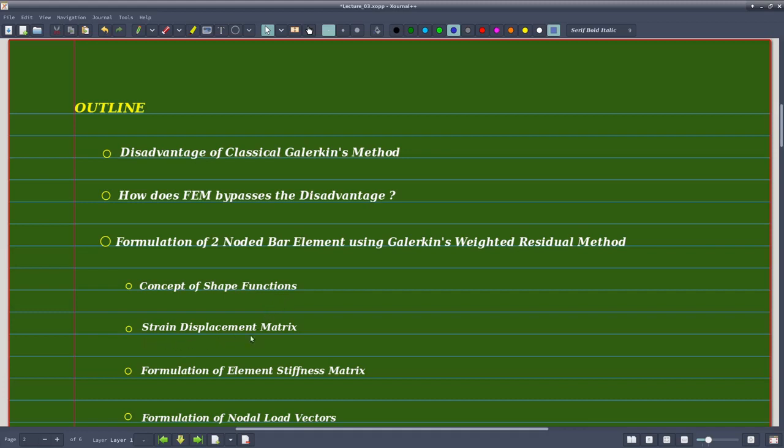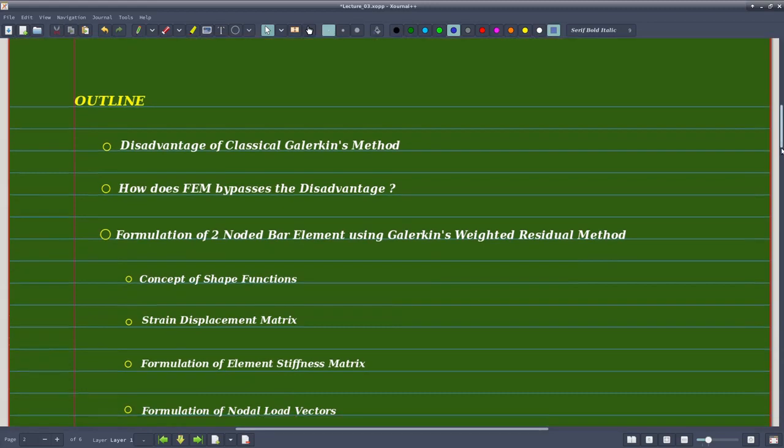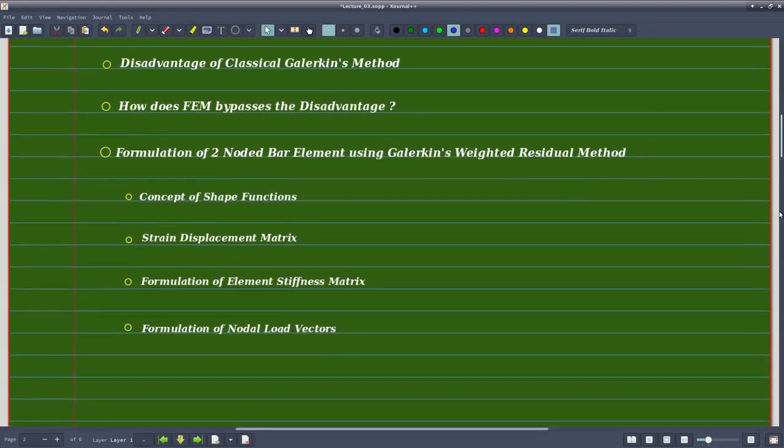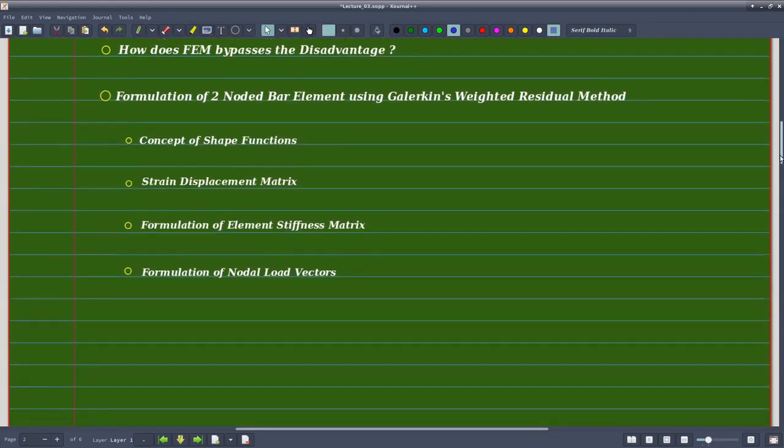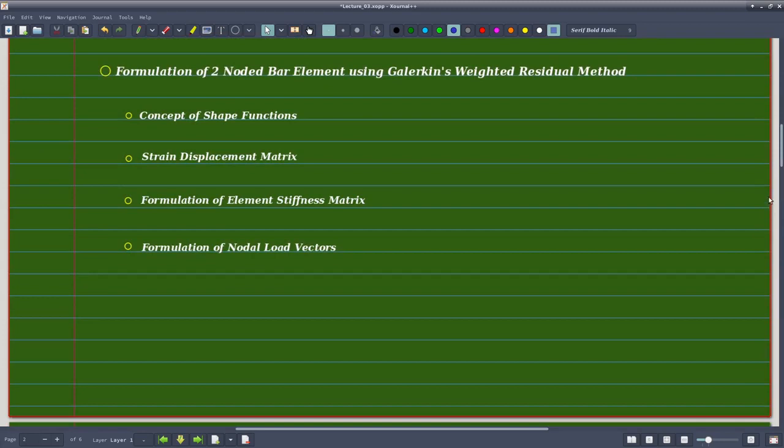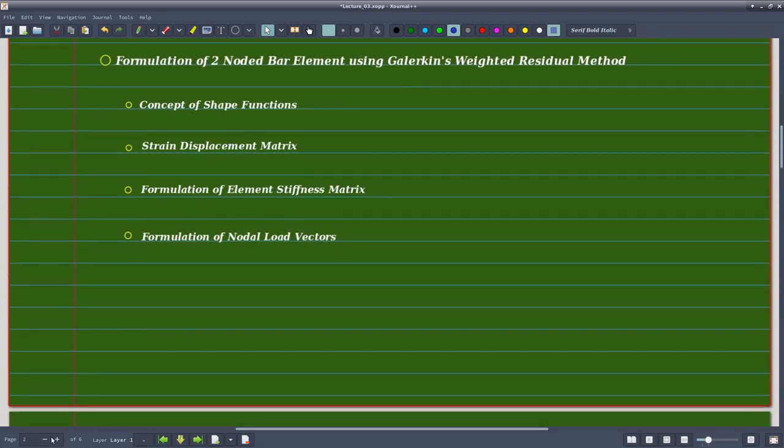And then we will see what is a strain-displacement matrix, the general definition, and how we can formulate the element stiffness matrix from these shape functions and strain-displacement matrices. And we'll also see how to formulate the nodal load vectors. Okay, so let's start.